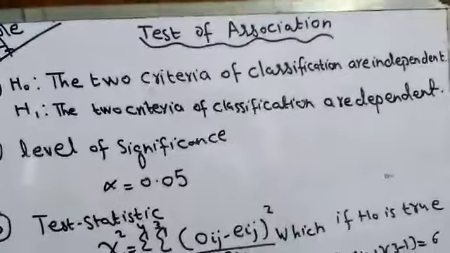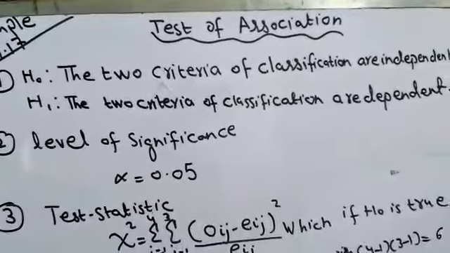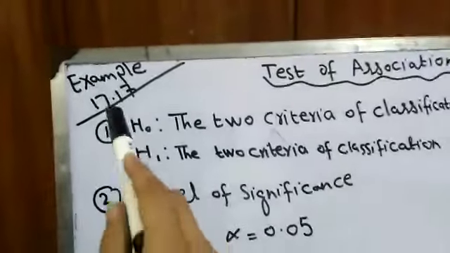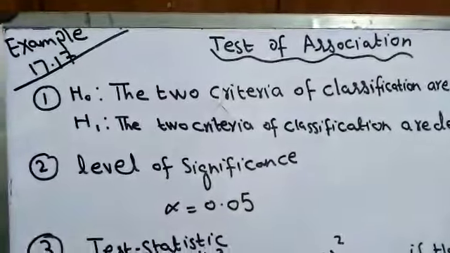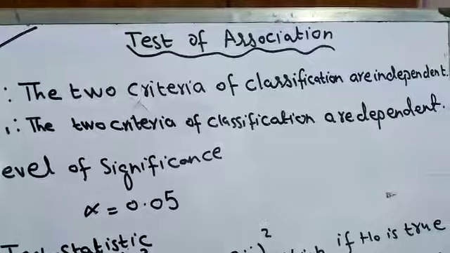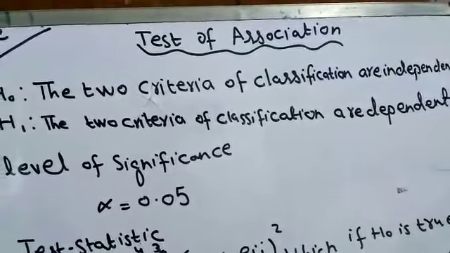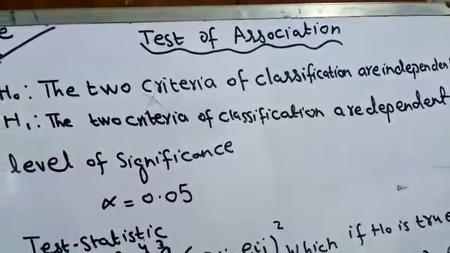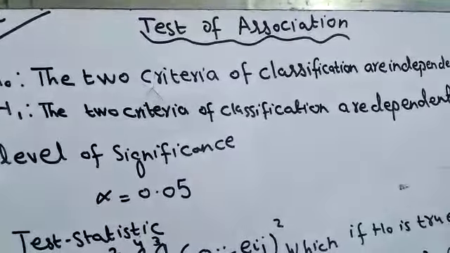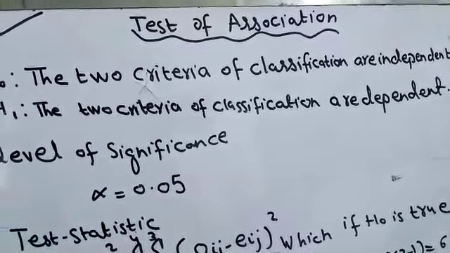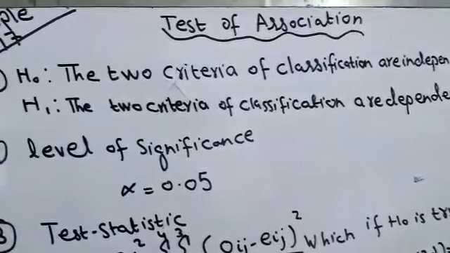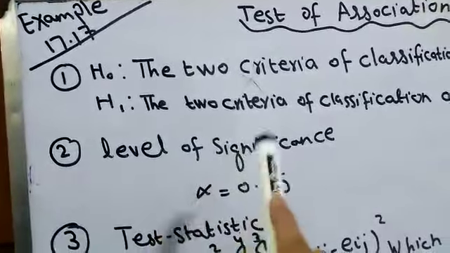In test of association, we check the relationship or association between two categorical variables. To explain this, we use example 17.17. First of all, we formulate H naught. The null hypothesis: the two criteria of classifications are independent, or there is no association between two attributes. Alternative hypothesis H1: the two criteria of classifications are dependent, or there exists a relationship or association between two attributes or qualitative variables.